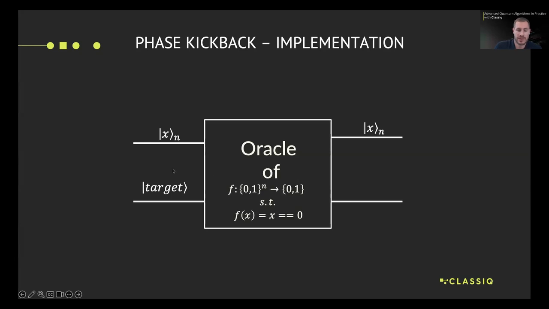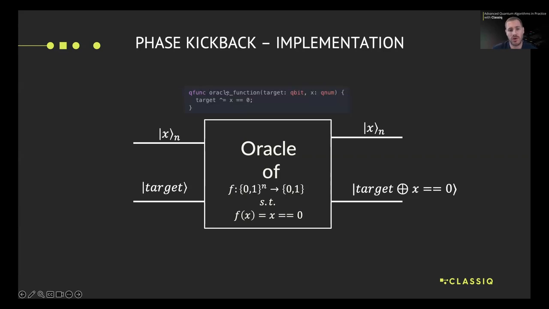Now we have an input, a target we call it, and the output of this oracle is target XOR the function that we have. So this is the function f of x. It's either 0 or 1, and this is the output of what we get. Now, what we have here, we can implement quite intuitively with QMod, with the native language of Classiq.